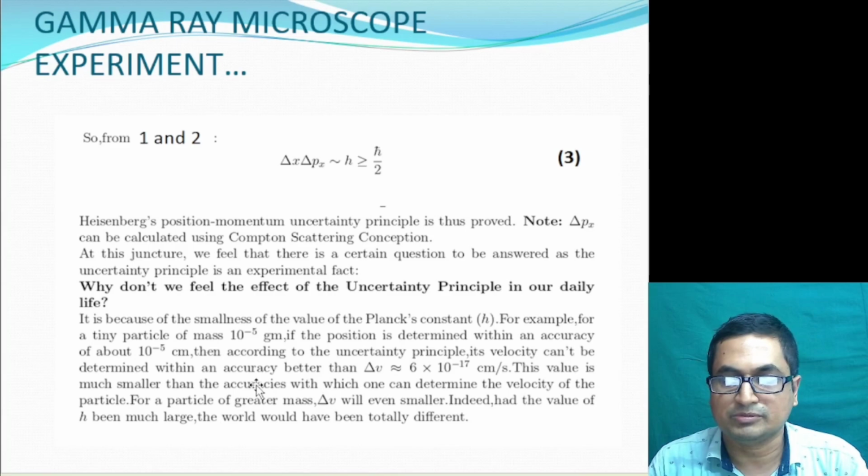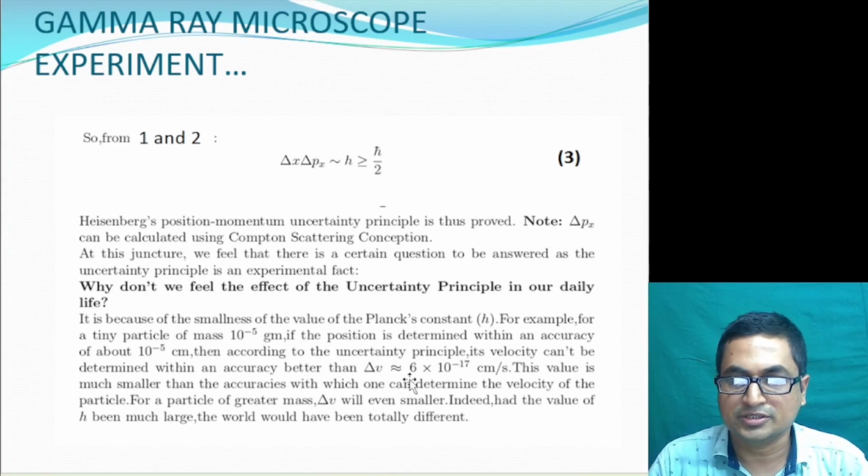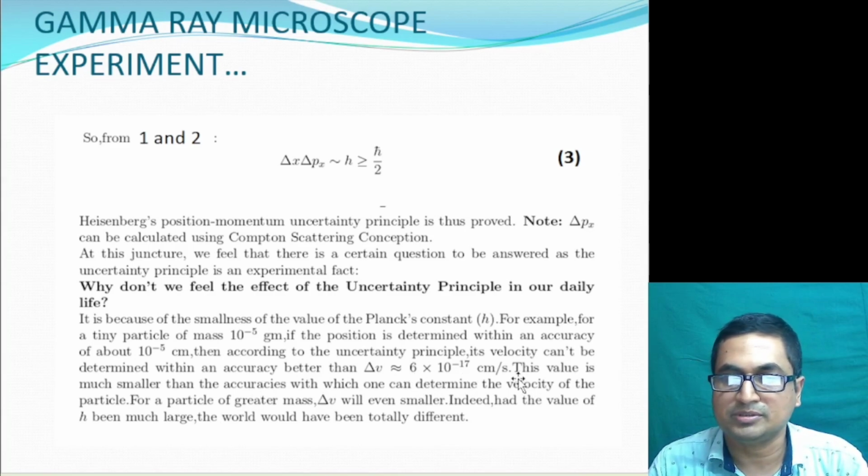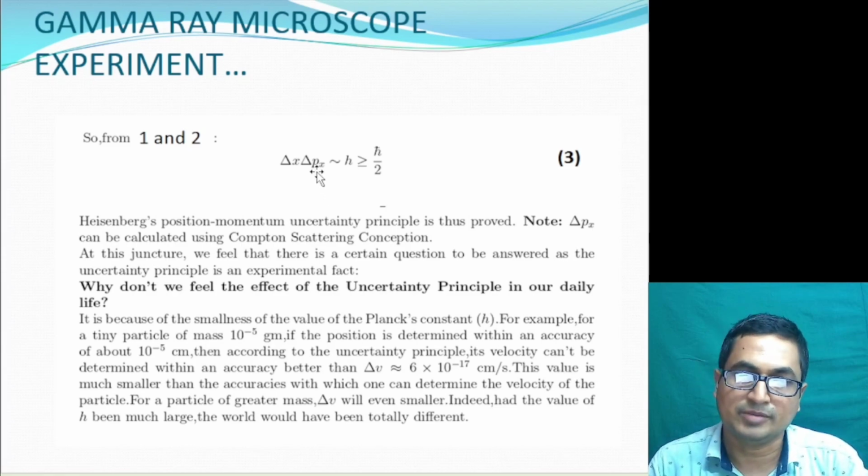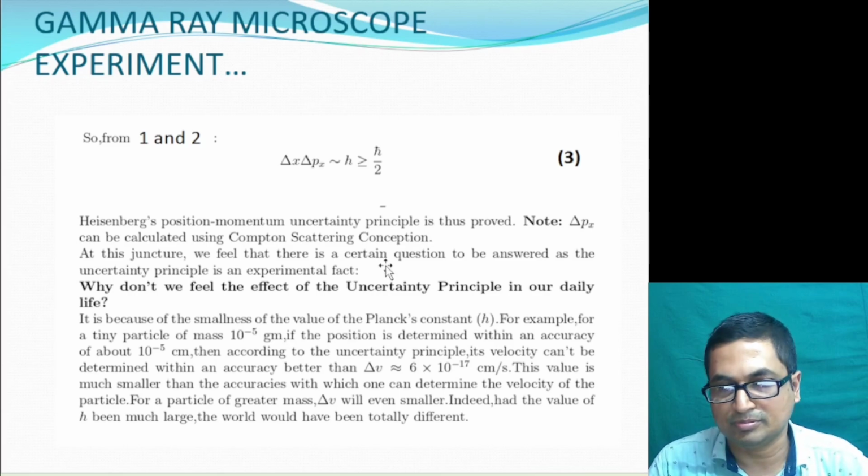with the uncertainty principle, the velocity cannot be determined better than this accuracy, 6 into 10 to the minus 17 centimeter per second, where m is the mass, 10 to the minus 5, using the relation for momentum p equals m into v, where m is mass and v is the velocity of the particle.